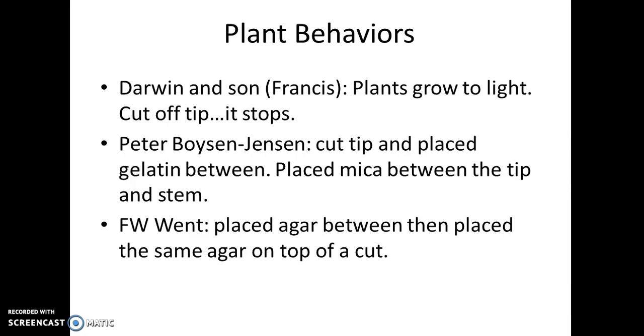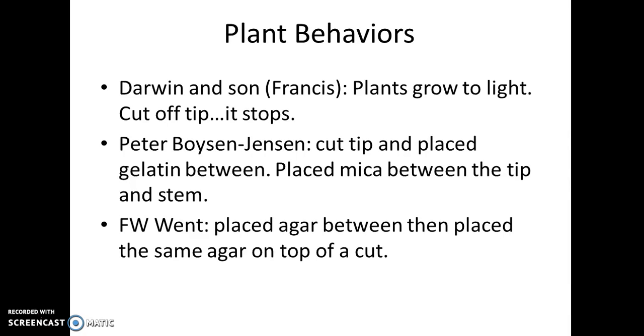Plant behaviors. Darwin and his son Francis, we can talk about him later on, but he wasn't a very nice guy. Plants grow towards the light. If you cut off the tip, the plant stops growing towards light. So they're thinking there must be something in the tip that causes it to grow towards the light.